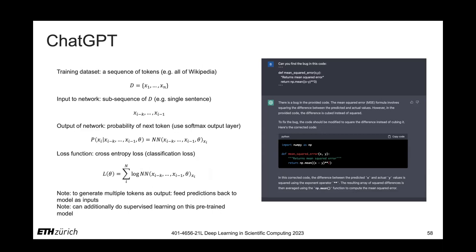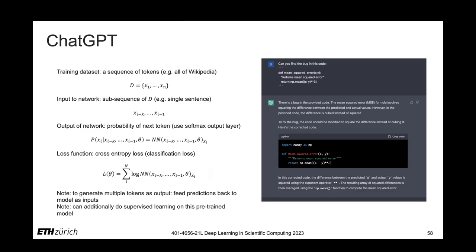Okay, so what is ChatGPT? It's a sequence-to-sequence model, and it's based on natural language. You give it an input, typically a question or some sort of prompt, and then it gives you an output. The really amazing thing about ChatGPT is it gives you really intelligible answers for the most part.